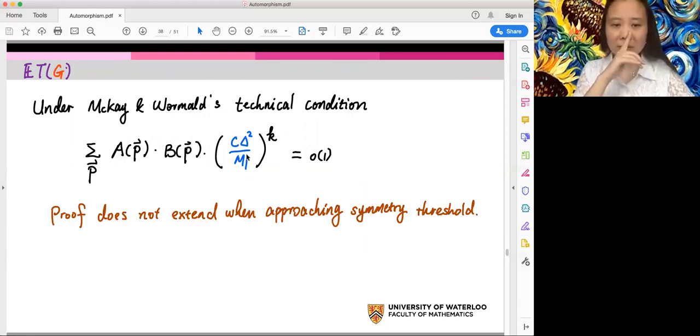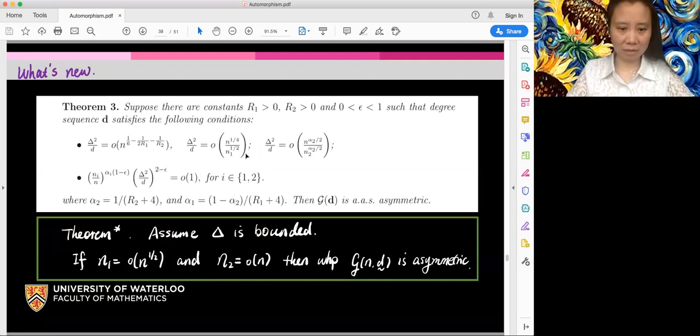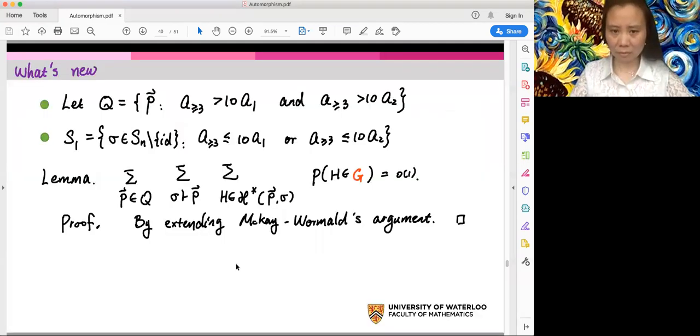So what we did in the beginning is just try to extend the proof and see if you can actually go all the way to the threshold of the symmetry, but unfortunately it didn't. So we need to do something new, and I'm just going to briefly explain what new stuff we did. This is the main result, and I don't want to explain anything about that. Just look at the simpler version where delta is bounded, right? So n1 is little o of n square root of n, and n2 is little o of n.